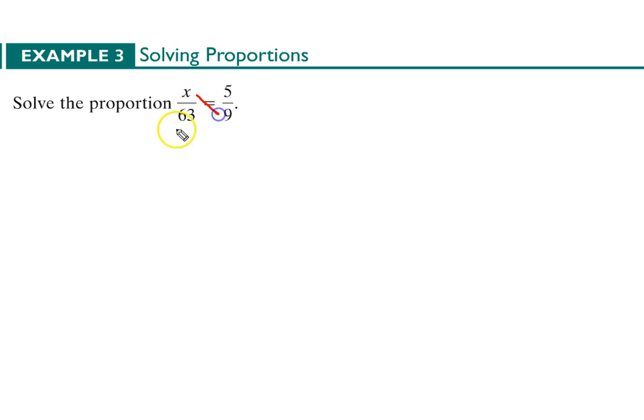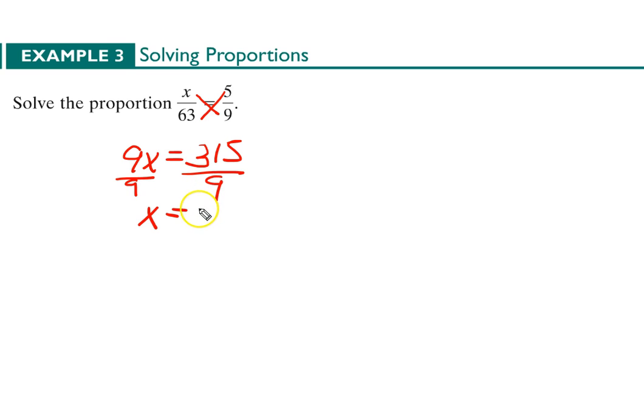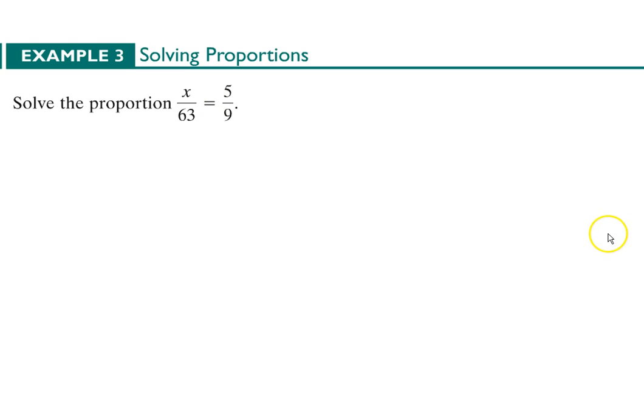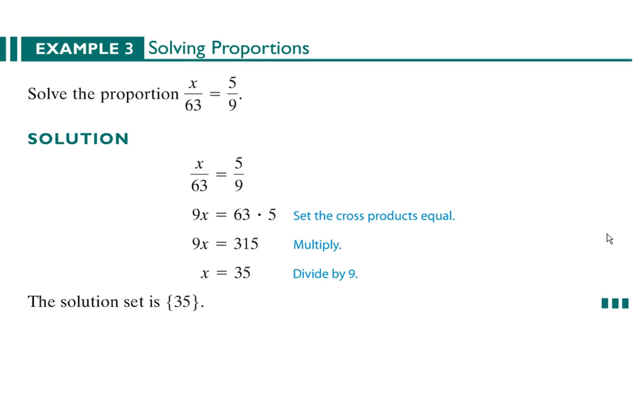We're going to multiply these together, the extremes, and get 9x. We're going to multiply the means, and I get 5 times 63 is 315. Then I'm going to divide both sides by 9, and I get x equals 35. So straightforward using the cross product method here. And there's our answer.